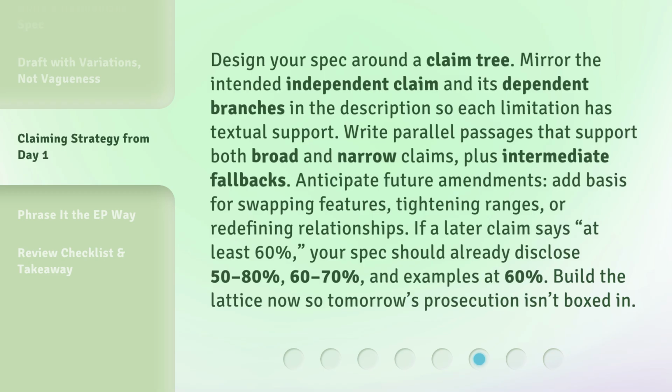If a later claim says at least 60%, your spec should already disclose 50 to 80%, 60 to 70%, and examples at 60%. Build the lattice now so tomorrow's prosecution isn't boxed in.